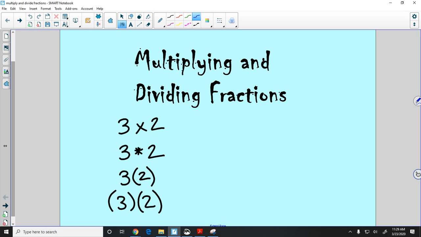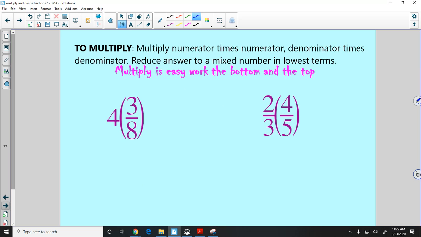These are the different ways. These are some different examples of how multiplication can be written. It can be written with an X in the middle, with a little asterisk or a dot, or with parentheses. Okay, let's go ahead and get started.